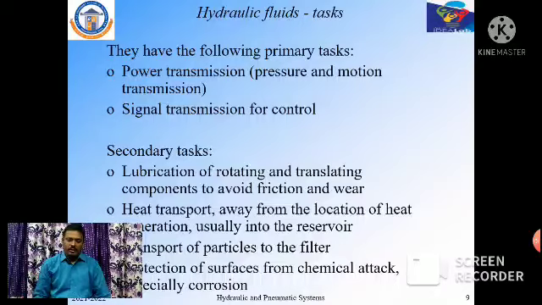Hydraulic fluid tasks. The primary tasks are power transmission, pressure motion transmission, and signal transmission control. The secondary tasks are lubrication of rotating and translating components to avoid friction and wear, heat transport away from the location of heat generation, usually into the reservoirs, transport of particles to the filter, and protection of surfaces from chemical attack, especially corrosion.